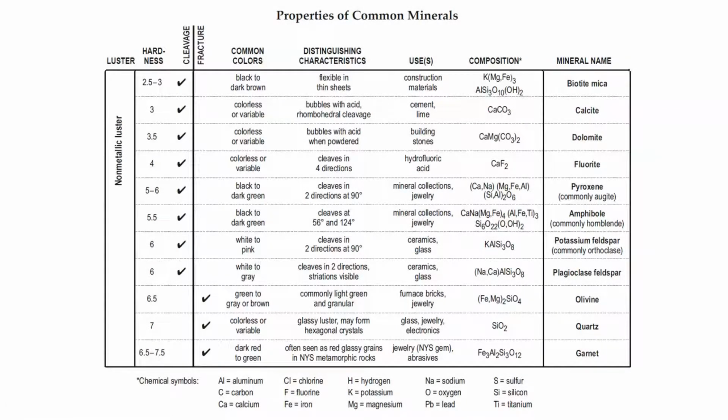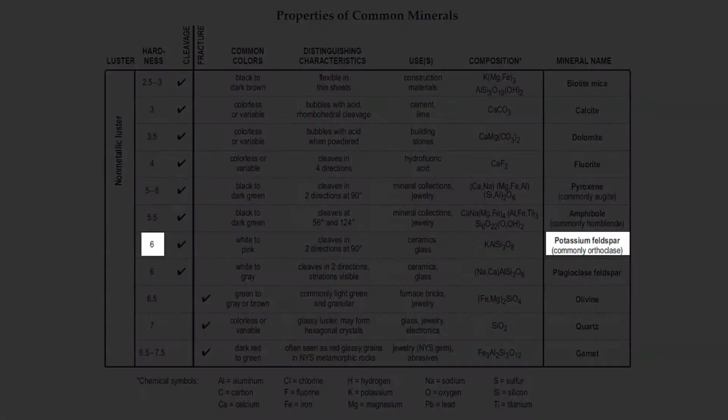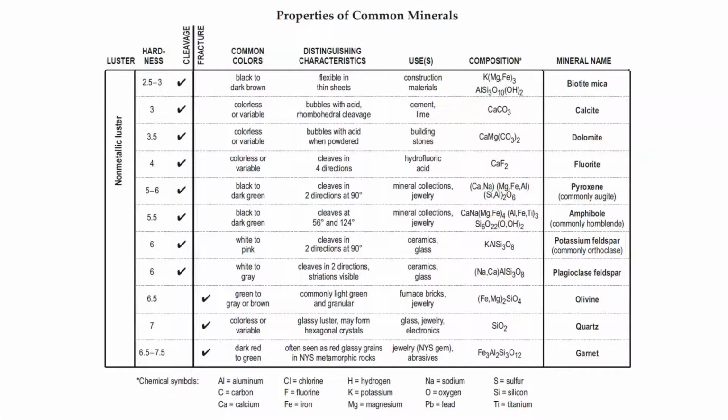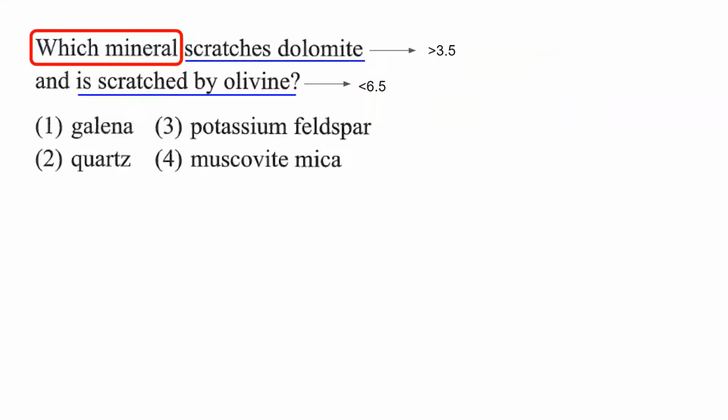Then we take a look at potassium feldspar, our third answer choice. Potassium feldspar has a hardness of 6, which falls within the range between dolomite and olivine. Dolomite has a hardness of 3.5, olivine has a hardness of 6.5, and potassium feldspar has a hardness of 6, which is greater than 3.5 but less than 6.5. If you're wondering, muscovite mica has a hardness between 2 and 2.5, so it is on the very soft side of the spectrum here.